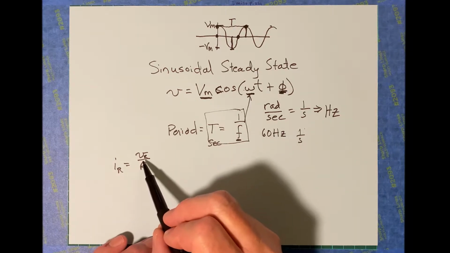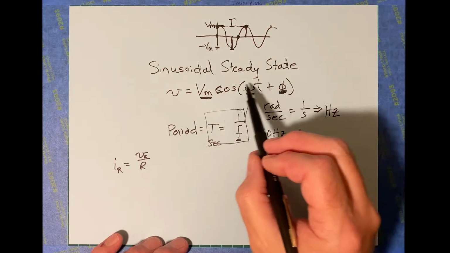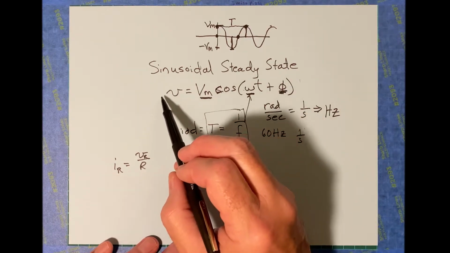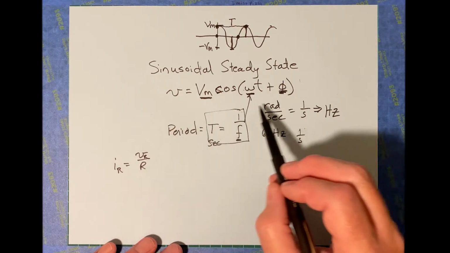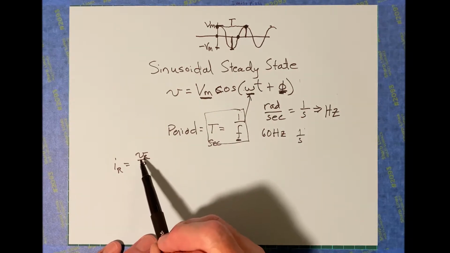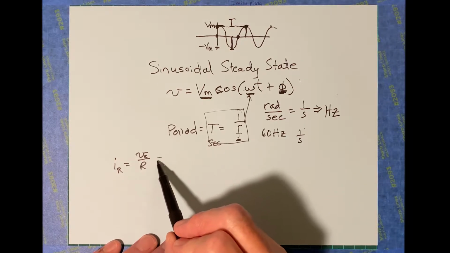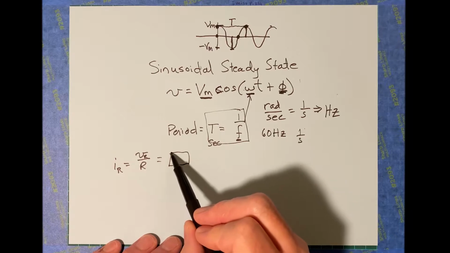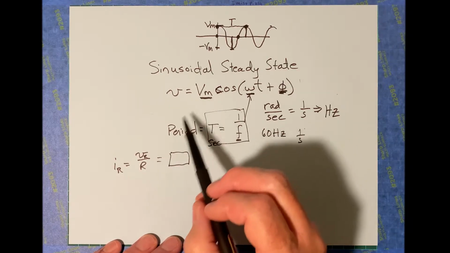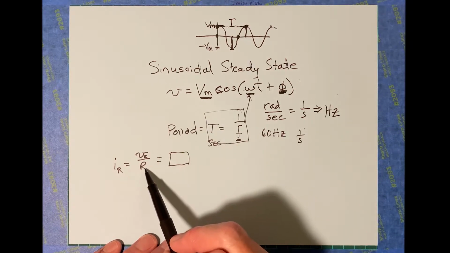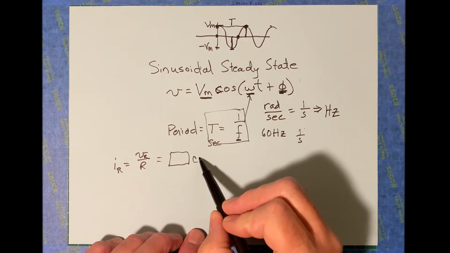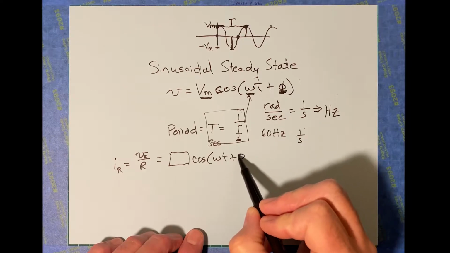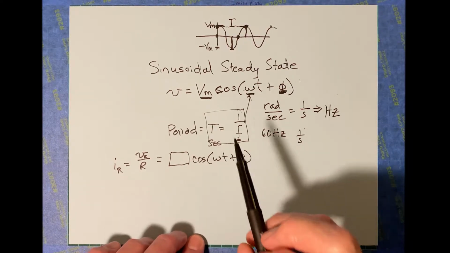And you know that if you took this voltage function, we are assuming that this is the form of the voltage function across the resistor. When you plug that in here, you're going to end up with some sort of amplitude. It's not going to be exactly that. In fact, it's going to be V sub m divided by R multiplied by the cosine of omega t plus phi. Now here's what I want you to get.